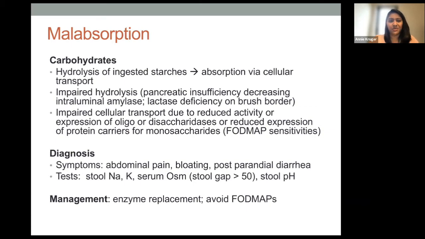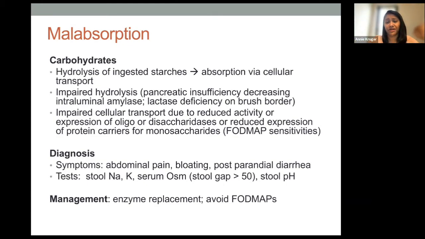So most of the time it's because people aren't hydrolyzing their starches properly, and then it can't get absorbed by cellular transport, because only monosaccharides can be actually transported across the luminal membrane. So when you have impaired hydrolysis, that leads to a lot of disaccharides that are just being left behind and not getting broken up. And then, you have different bacteria sometimes that break those down, and they release hydrogen sulfide, which creates a lot of bloating and gas.